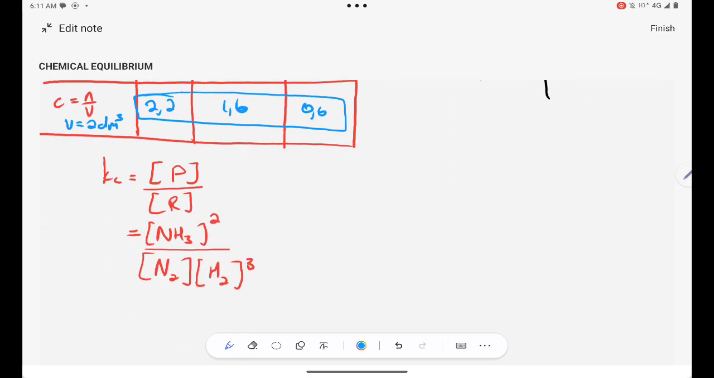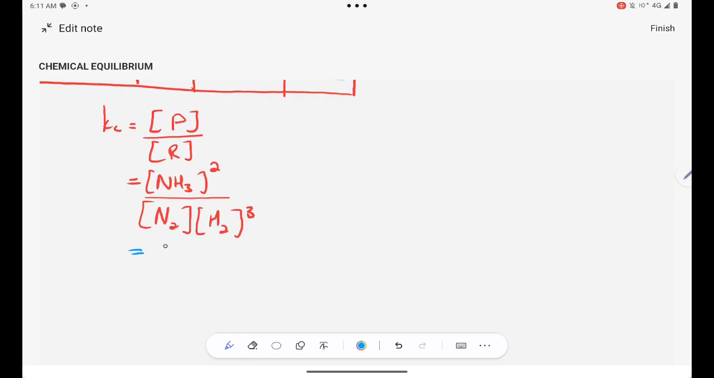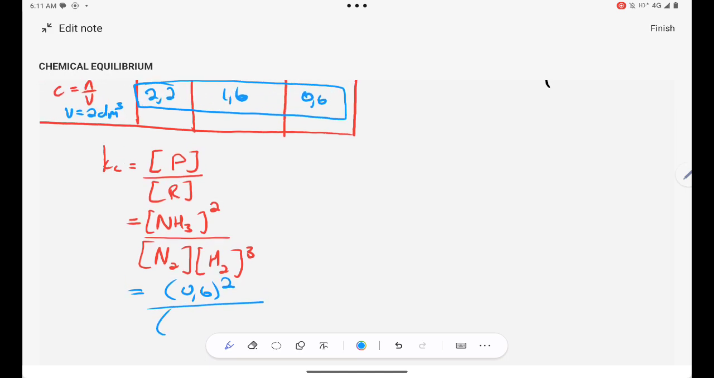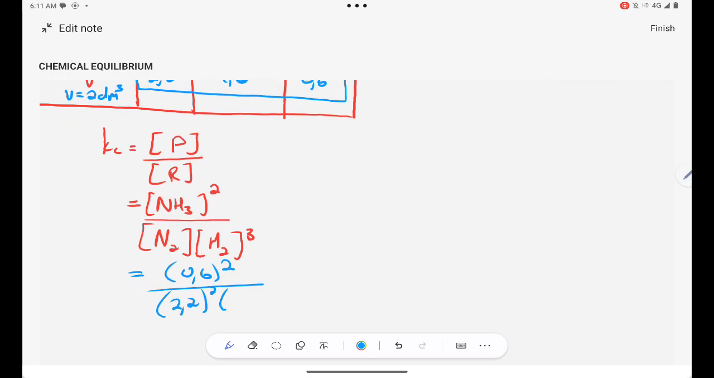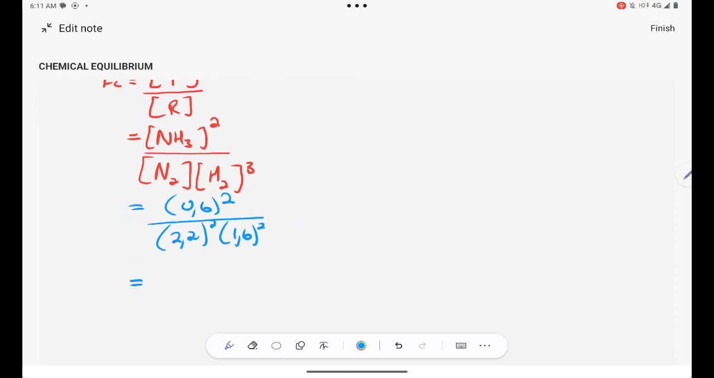Okay. The concentration of ammonia is just 0.6, and that's squared. And then for nitrogen, I simply have 2.2, and then I have 1.6 all cubed. And therefore, let's check the final answer. 0.6 squared.